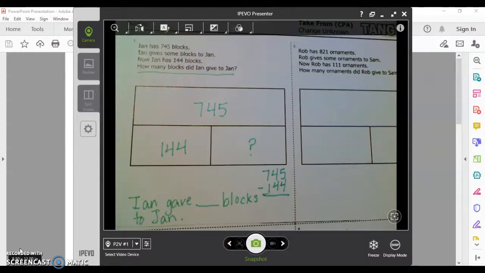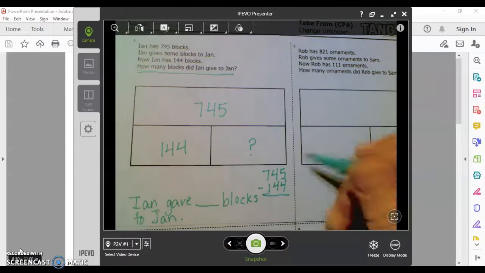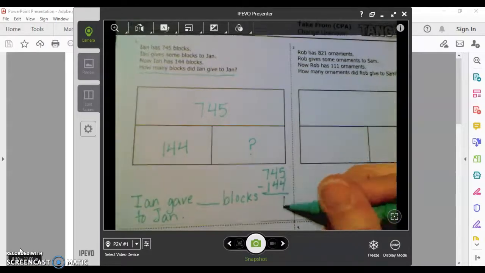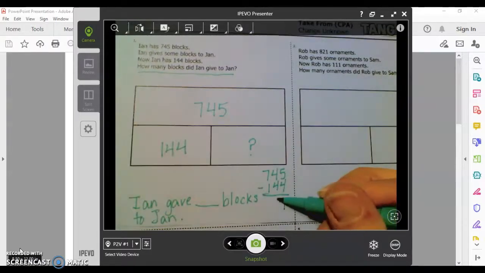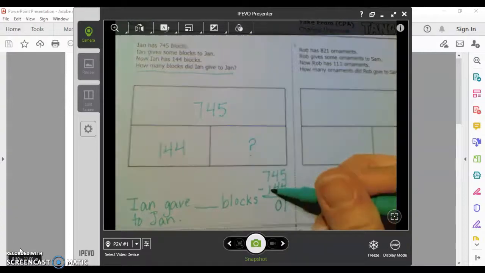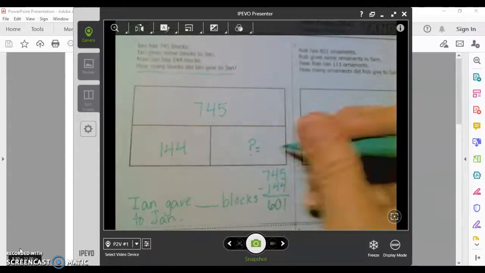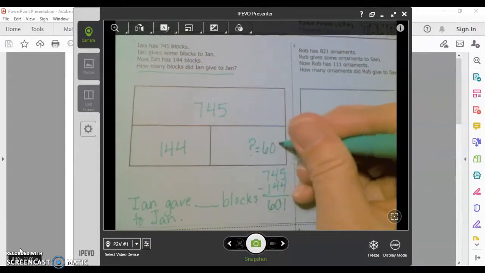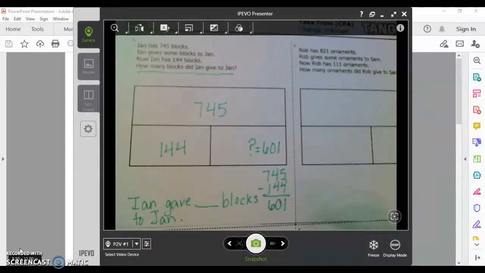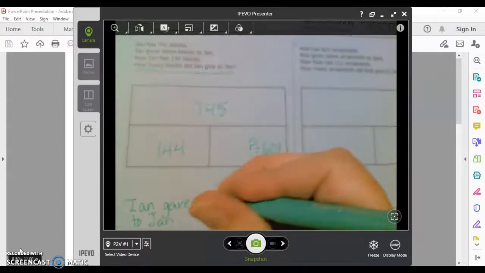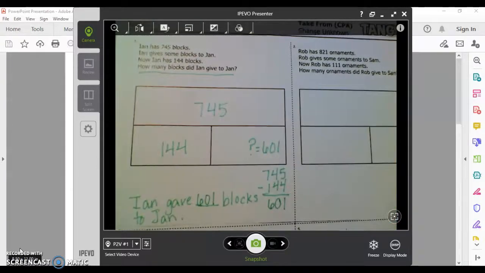Now we're going to solve. I'd like you to solve this along with me. We have 5 minus 4 is 1. 4 minus 4 is 0. 7 minus 1 is 6. So I know my missing part is 601. So Ian gave 601 blocks to Jan. Okay, let's do the second problem.